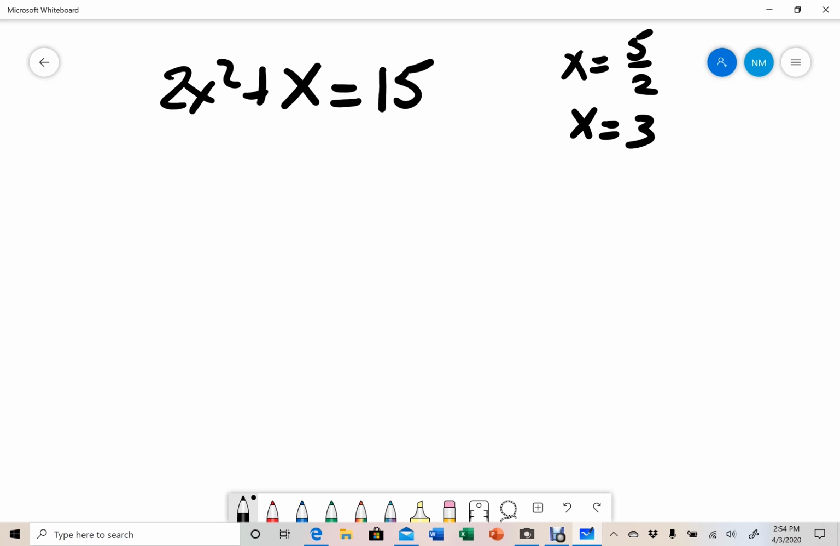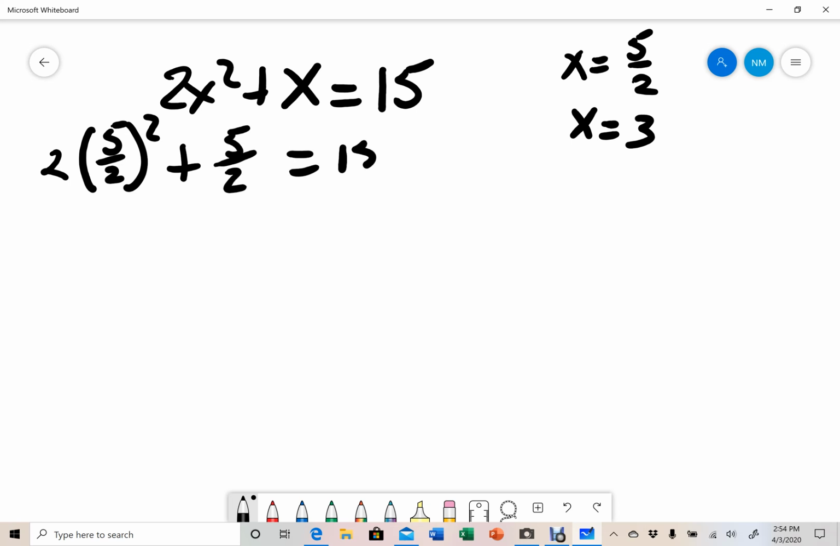First one we're going to do is 5 over 2. So we've got 2 times 5 over 2 squared. Don't forget that square there. It's very easy to overlook that, and then it kind of messes everything up. Plus 5 over 2 equals 15.